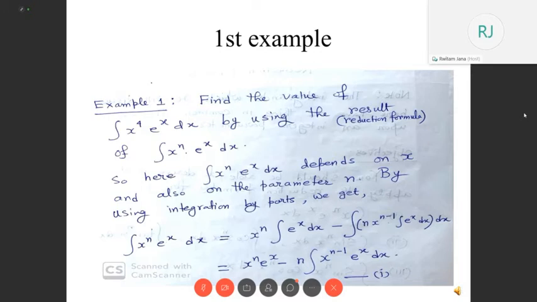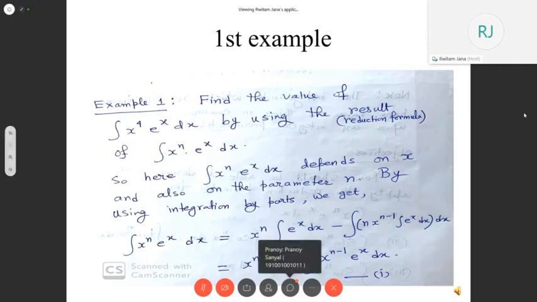And now you use integration by parts, by taking x to the power n as the first function and e to the power x as the second function. And you can do it, I think. So I'm skipping this part. That is, you get in equation number 1, after integrating by parts, x to the power n e to the power x minus n integration x to the power n minus 1 into e to the power x dx.